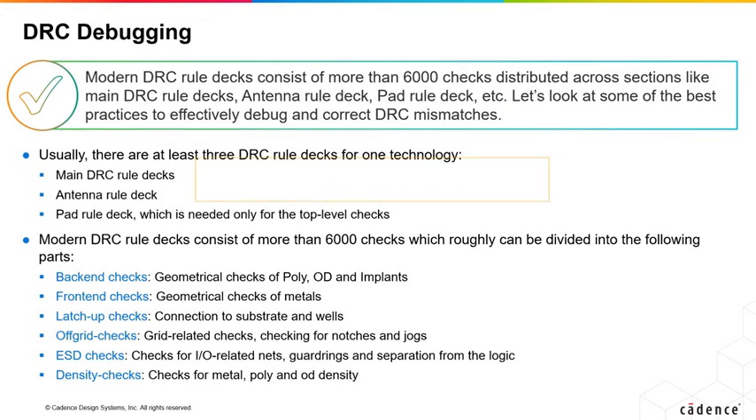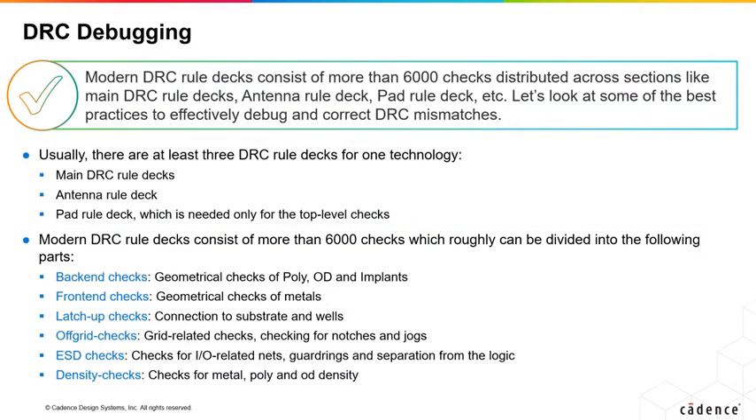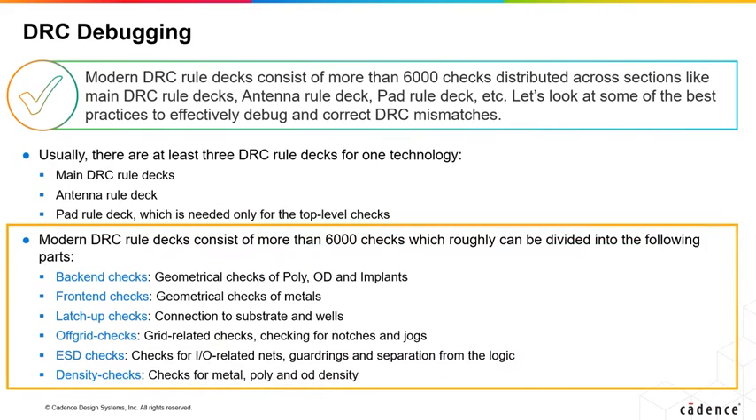Usually, there exist at least 3 types of DRC rule decks per technology, and they are the main DRC rule deck, the antenna rule deck, and the pad rule deck, which is needed only for the top-level checks. Modern DRC rule decks consist of more than 6,000 checks, which roughly can be categorized under back-end checks, front-end checks, latch-up checks, off-grid checks, ESD checks, and density checks.